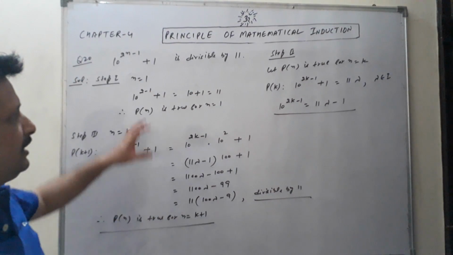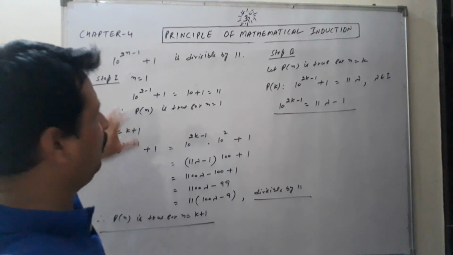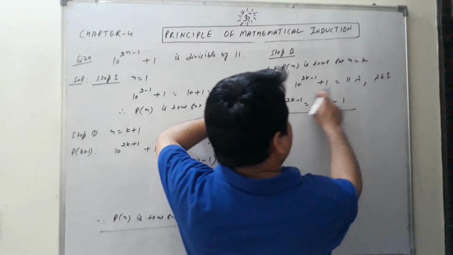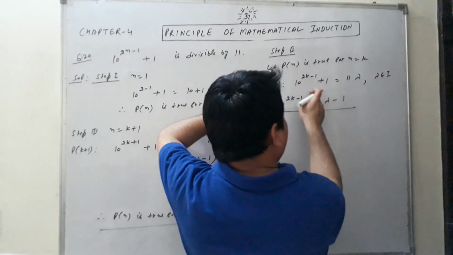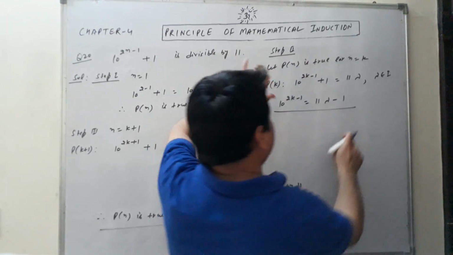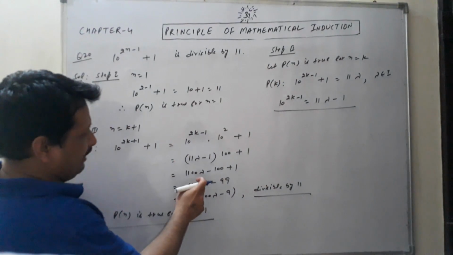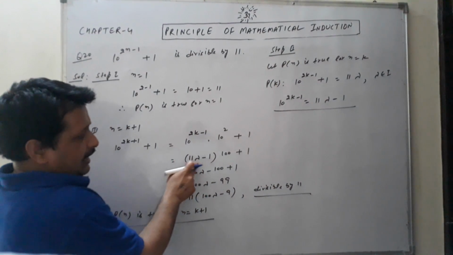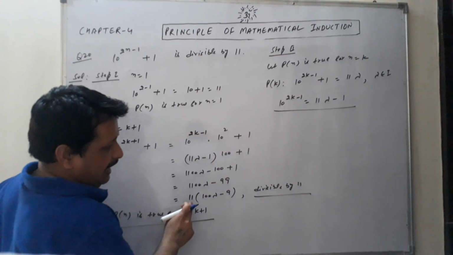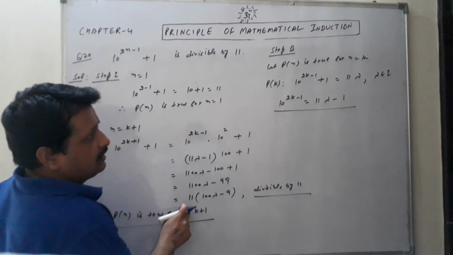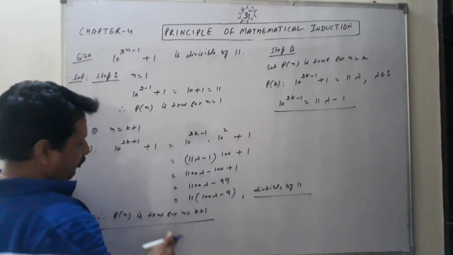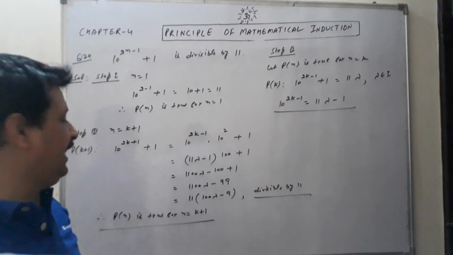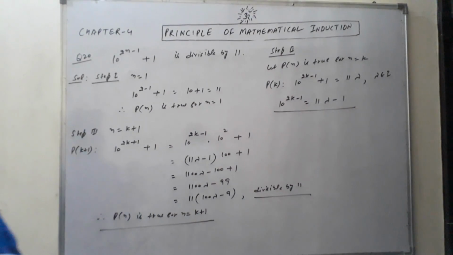This is the way. These are the different types of questions where this step is very important, students. Keep in your mind, from the second step we will take the value, and that value we will put here, and after that 11 is coming common there. This is our target. Therefore, we can say that P of n is true for n equal to k plus 1.